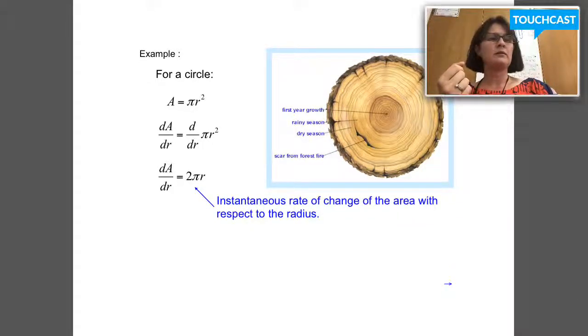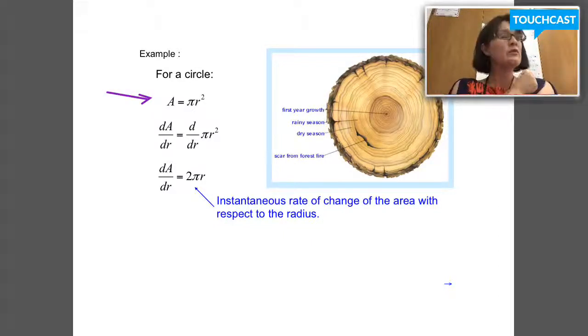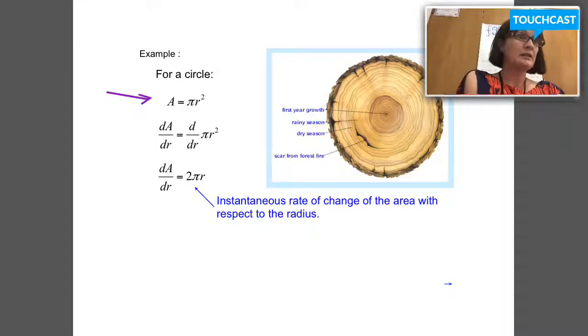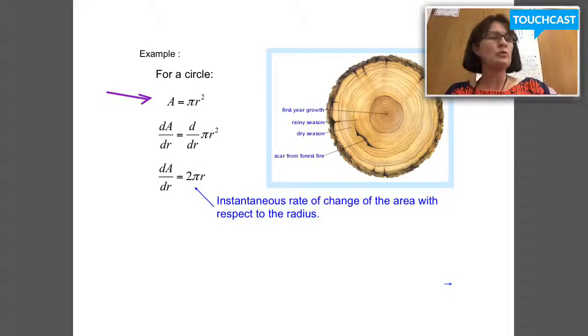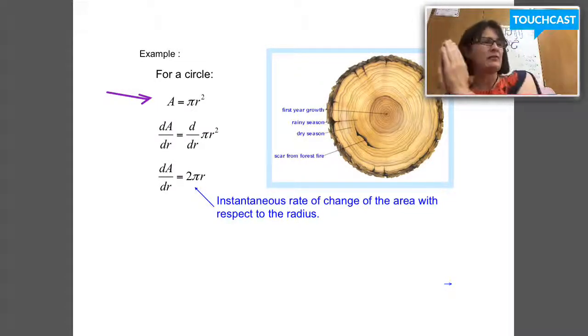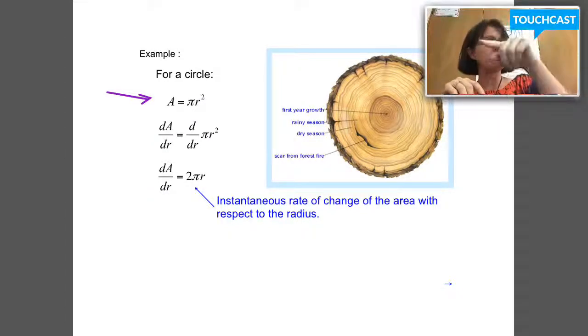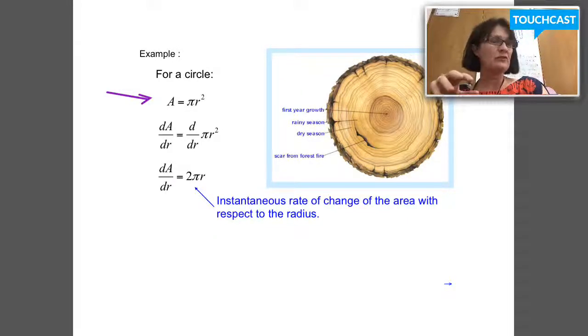Let me get a pencil. We could take the derivative of the area with respect to the one variable that it depends on, which is the radius. So pi is a constant multiplier, so pi comes out to the front. The derivative of r squared, the 2 comes to the front, and the new exponent on r is going to be 1. So the derivative of area with respect to radius, dA/dr, is going to be the derivative of pi r squared, which is 2 pi r.